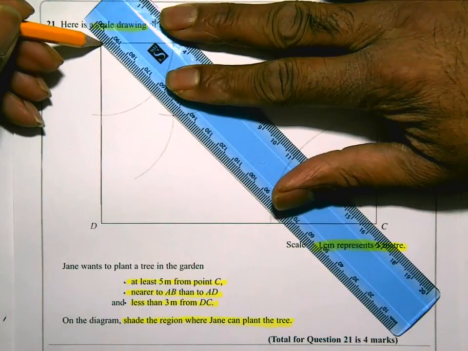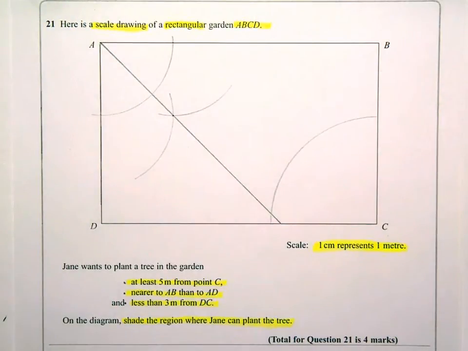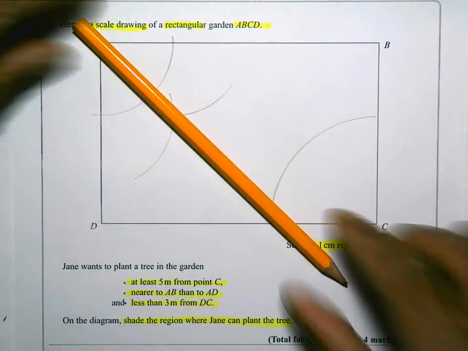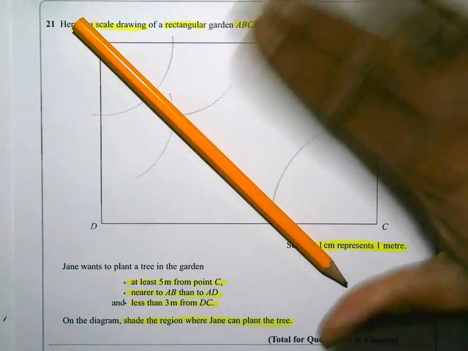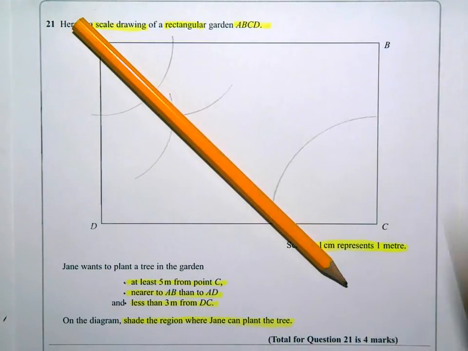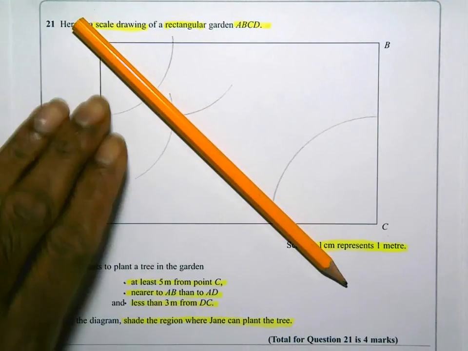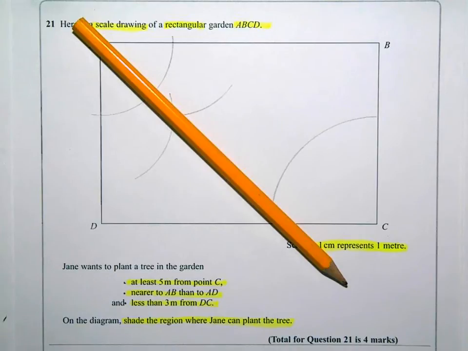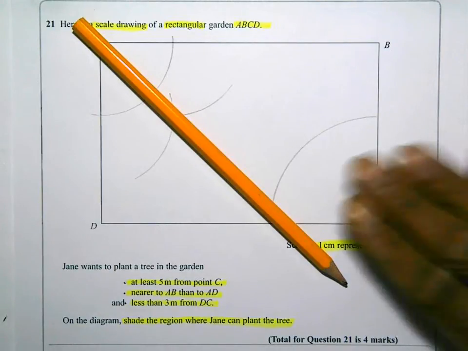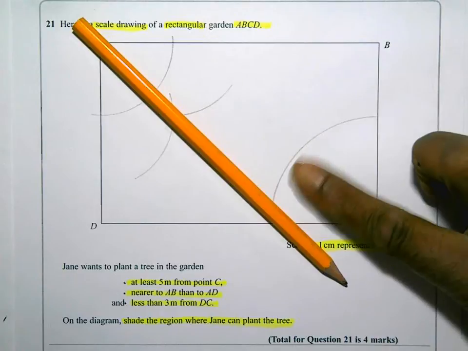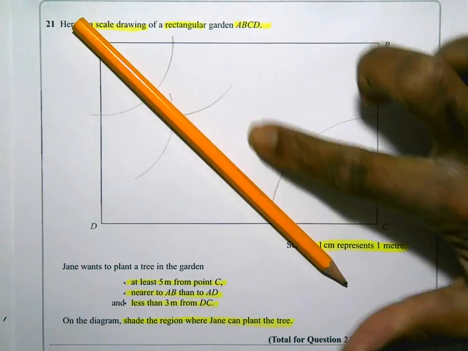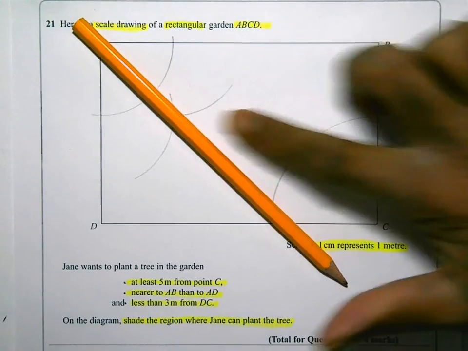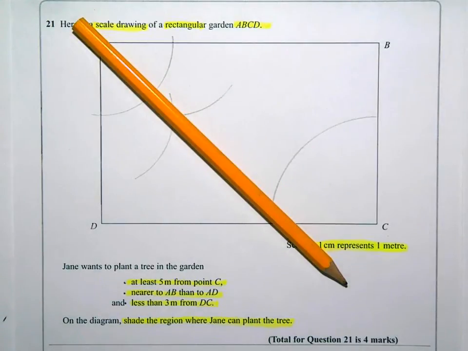Remember the question said that the tree should be nearer to AB than to AD. So above this line, all of that there is closer to AB, and all of this here on this side is closer to AD. So the region now, I can't use this bit inside the circle. I could use all of this bit here, right, and that's where the tree could be. But I still have one more condition to put in.